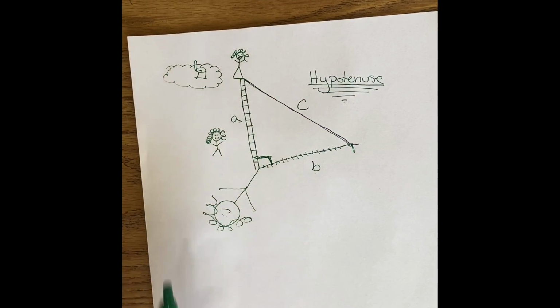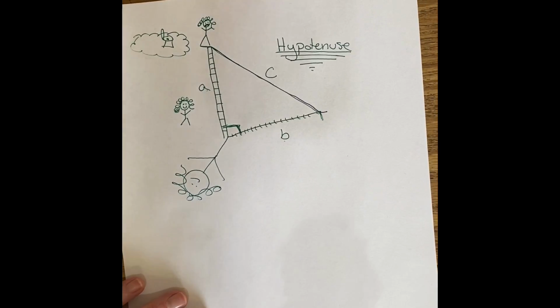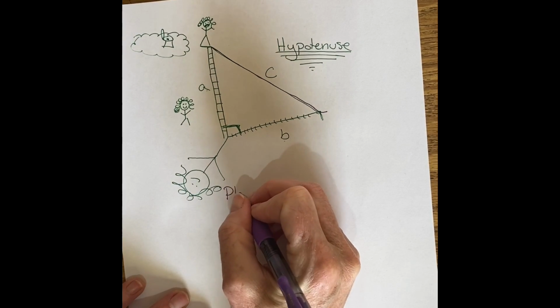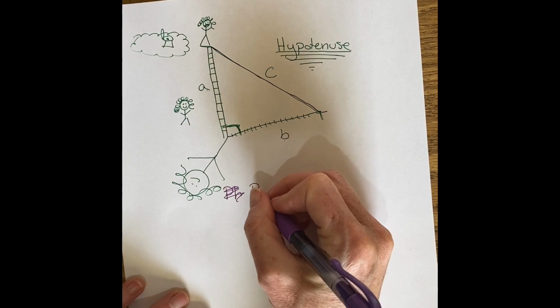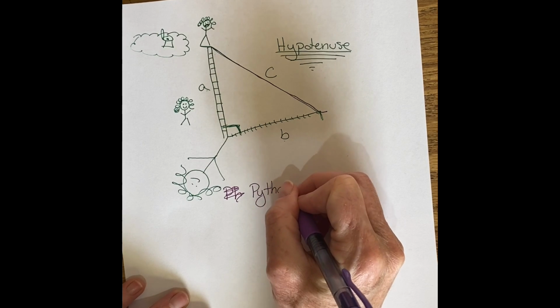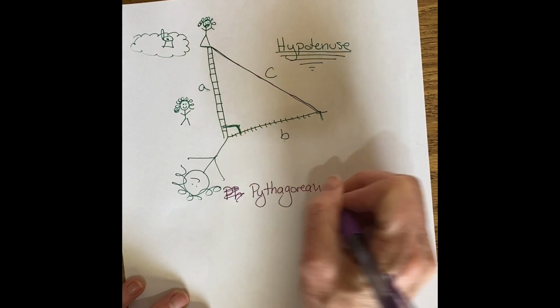So there's this nifty thing. The nifty thing is called the Pythagorean Theorem.